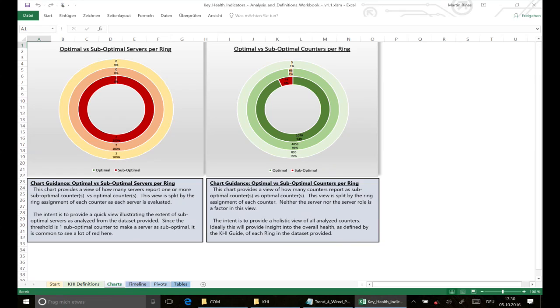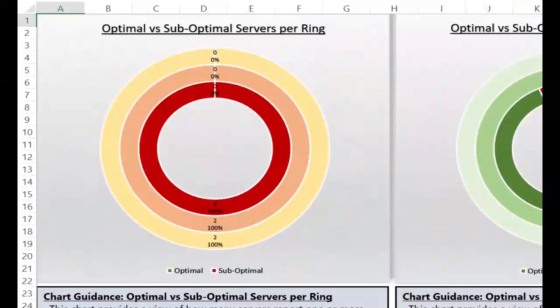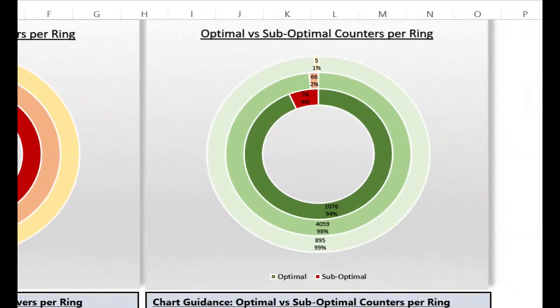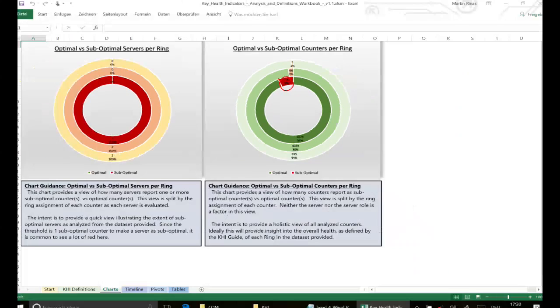I can tell from this picture, if I zoom in here, that out of my 2 servers, so I only have 2 servers in my sample set here, none of these servers are healthy all up. However, if I zoom in here, I can tell that more servers in ring 0 are unhealthy compared to the other ones. So I have 6% of the counters in ring 0 that are unhealthy, and the rest is healthy. So let's take a look.